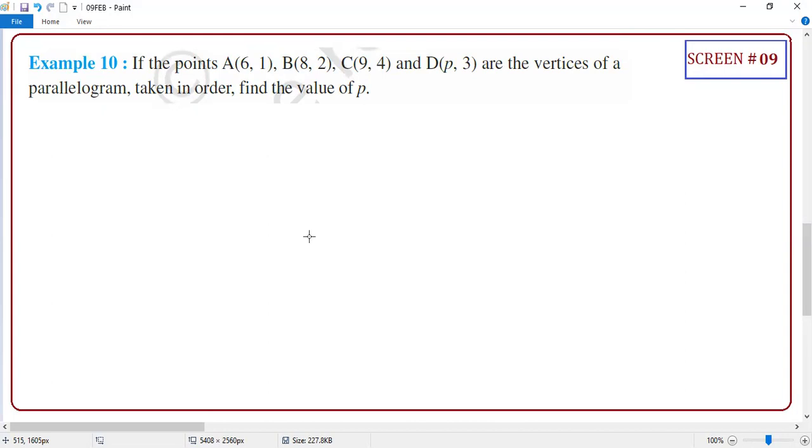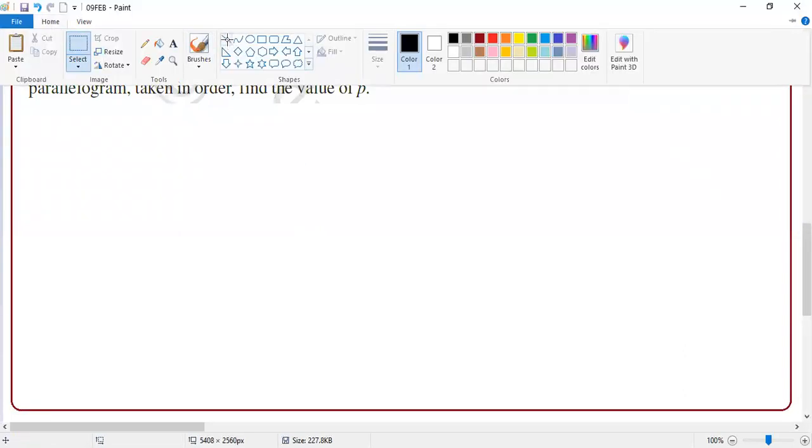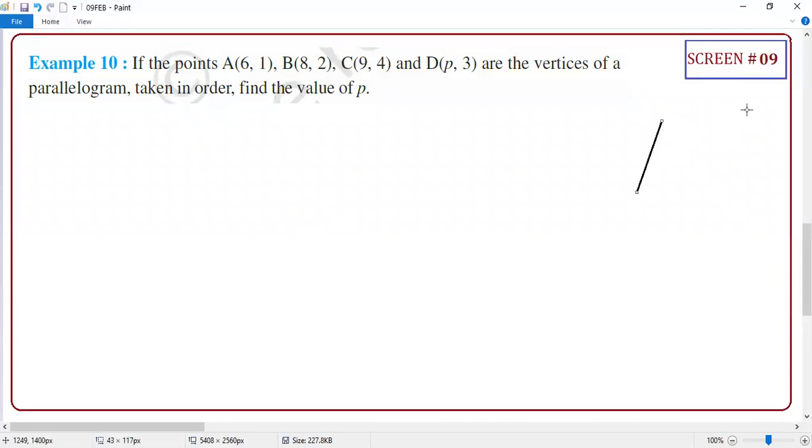Right. So if the points are given, are the vertices of the parallelogram taken in the order, find the value of p. Okay, this is also a repeated question, student, in your board exam. By this time you should know what kind of questions are asked in the board exam, guys. Repeatedly I'm saying that, preparing answers for the board exam is an art, student. Solve all the questions, make sure that you are thorough with everything. Clear or not?